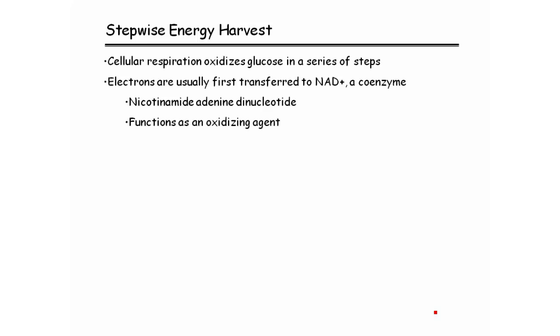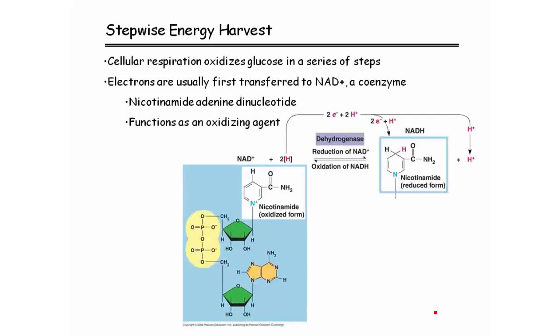And the electrons that are collected from the organic carbon will first be transferred to a molecule called nicotinamide adenine dinucleotide. We say that this molecule functions as an oxidizing agent because it is going to be causing the oxidation of the glucose. Now here's a look at the structure of this NAD+. Although you do not need to memorize the structure of this molecule, notice that it is a rather large molecule. That will become important later in the chapter when we talk about passing electrons across membranes.